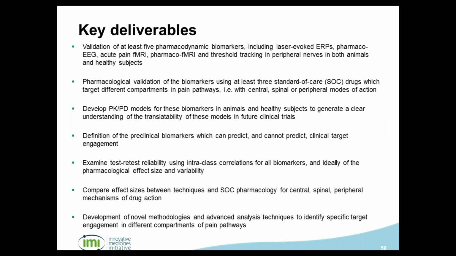So what are the key deliverables? It's the validation of at least 5 pharmacodynamic biomarkers, which must include laser-evoked ERPs, pharmaco-EEG, acute pain within fMRI and pharmaco-fMRI, and threshold tracking in peripheral nerves in both animals and healthy subjects.